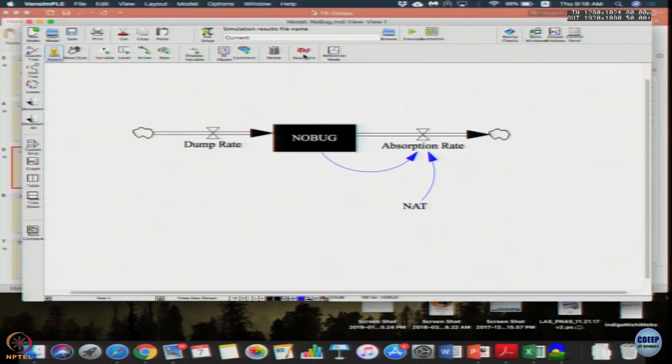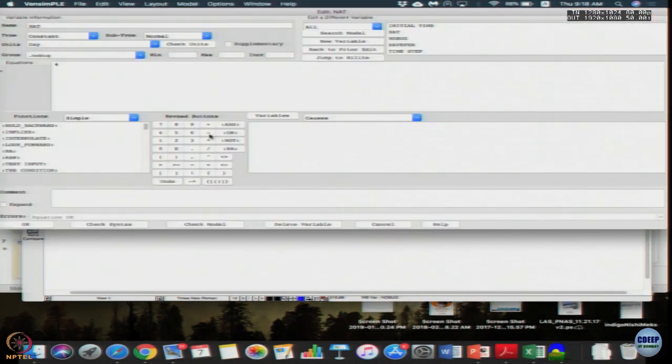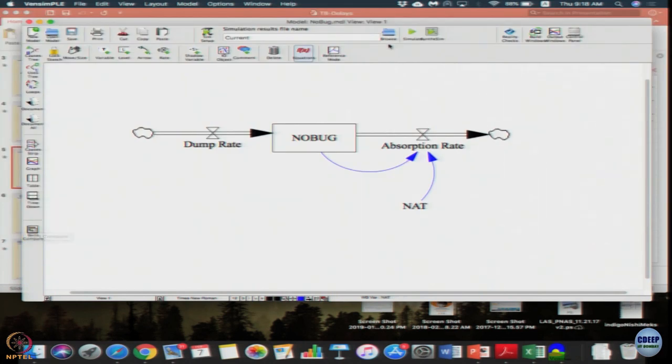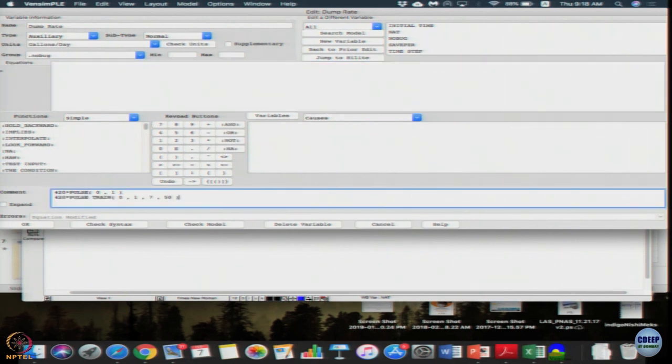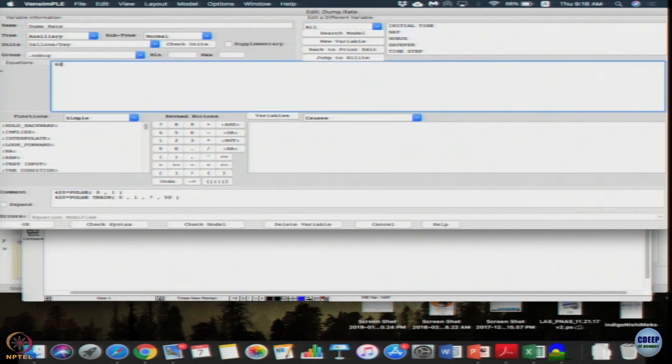So, I am going to go back and take the natural absorption time back to 2. In both cases, it came up and then went down very consistently, a nice graph. Now, I go to the equation of dump rate, and we are doing 60 gallons a day. Time step is day, so I just write 60, it means every day it will be 60.